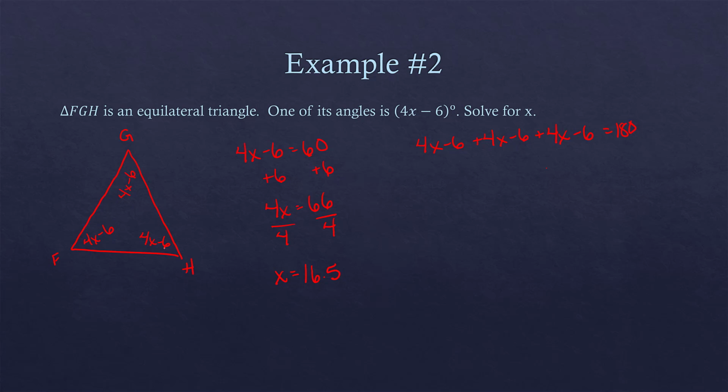So combine my like terms. Add 18. And then divide by 12. X equals 16.5 still. So you can go about it either way. It just depends on which properties you remember about your equilateral triangles.